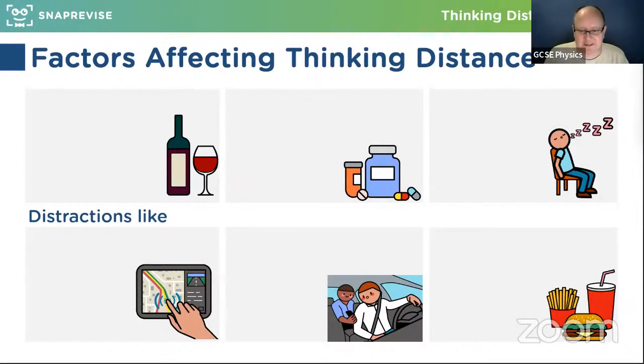So let's look at factors that affect the thinking distance. The first one there is drinking alcohol.